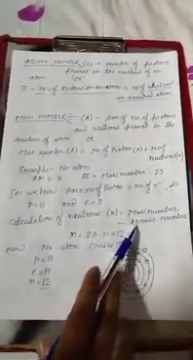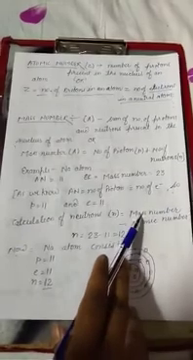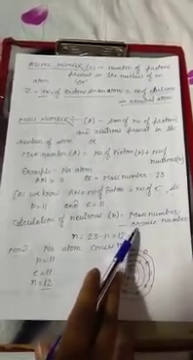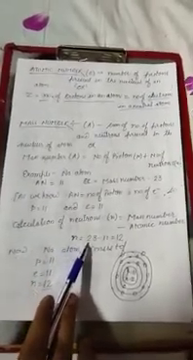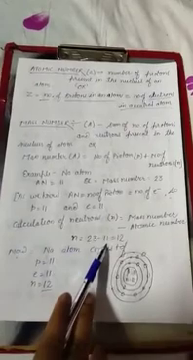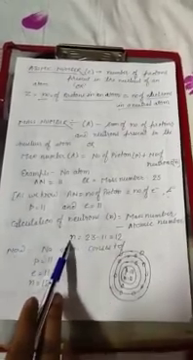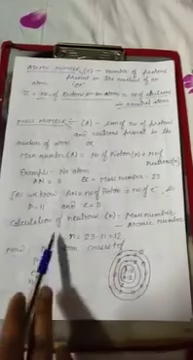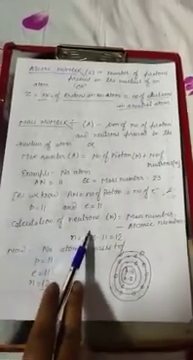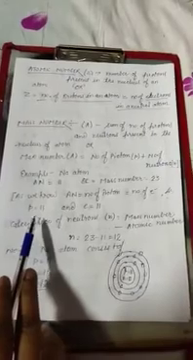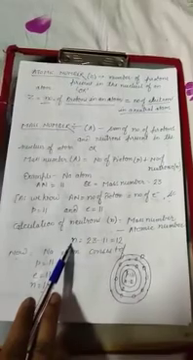Now the question is how we will calculate the number of neutrons. See, mass number minus atomic number is equal to the number of neutrons. If 23 is the mass number and 11 is the atomic number, then the number of neutrons is definitely 12. So we calculate neutrons in this way. Now we have calculated all three subatomic particles. P is 11, E is 11, and N is 12.